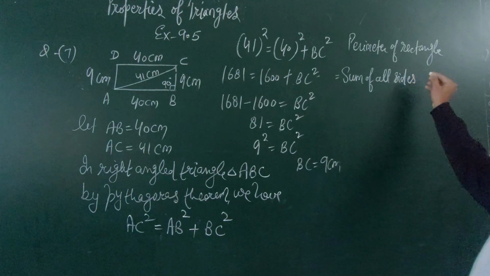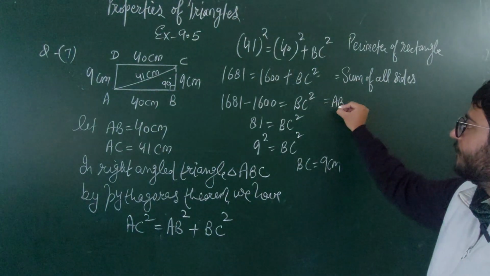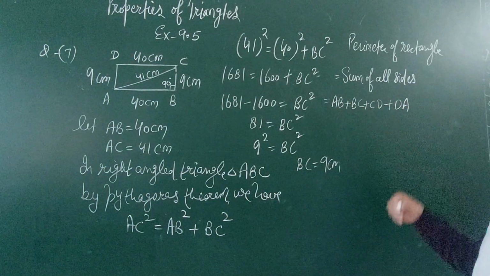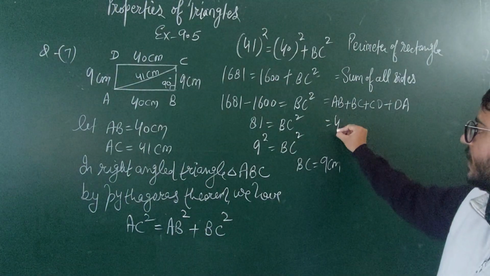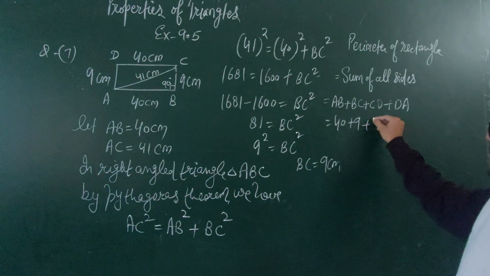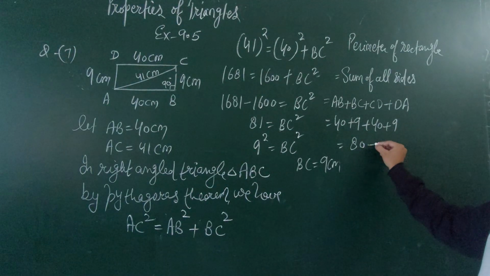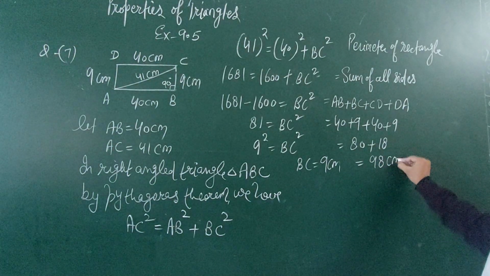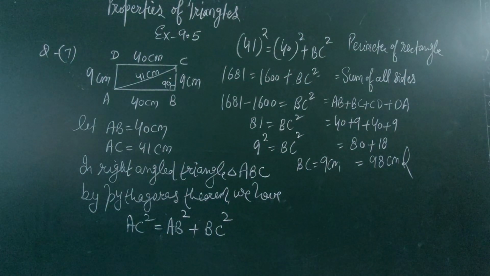If you are doing by this method, you don't need to remember formula, right? Sum of all sides, which is equal to AB plus BC plus CD plus DA. These are the four sides of the rectangle. Replace the values: 40 plus 9 plus 40 plus 9, 40 plus 40 is 80, 9 plus 9 is 18, 98 centimeter. Answer.